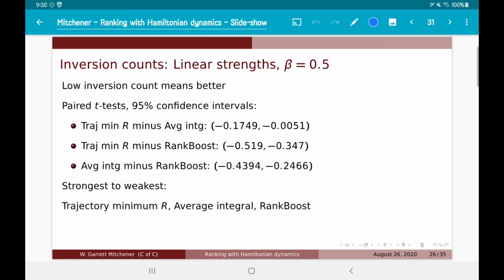We can also look at inversion counts. Lower inversion counts mean stronger. So by this measure, again, the same kind of comparison, it turns out that the trajectory minimum r method is best. The average integral method is a little bit weaker, although not by much, and rank boost is just a little bit weaker than that. Now, I should point out that these numbers are statistically significant, but they aren't huge numbers in the context of these problems. So it's not a matter of one of these methods being far better than the others.